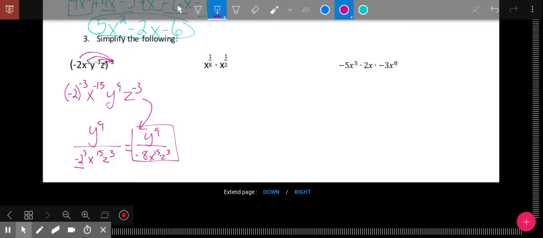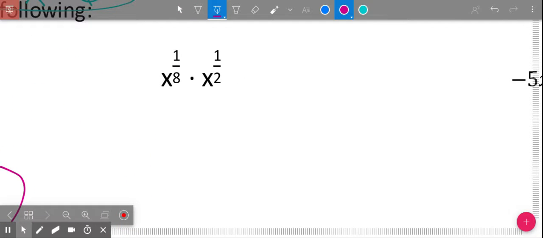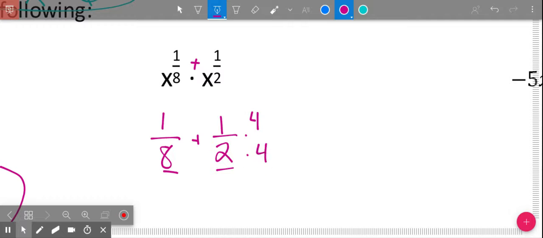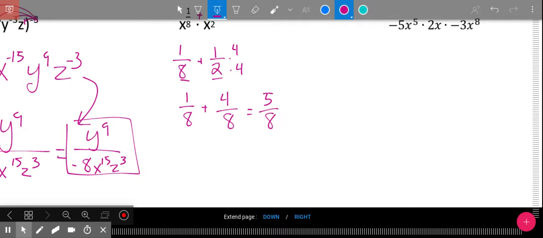On the next one, I have x to the 1/8 times x to the 1/2. A problem like this is our product property, so that means we need to add our exponents. So I've got 1/8 plus 1/2. These are not common denominators, so I have to find the common denominator. I'm going to multiply the top and the bottom by a 4. So I'll have 1/8 plus 1 times 4 gives me 4 over 2 times 4 gives me 8. Add those together. 1 plus 4 gives me 5 over 8. Now, that's not my final answer. I have to rewrite that as the exponent. So it's going to be x to the 5/8.